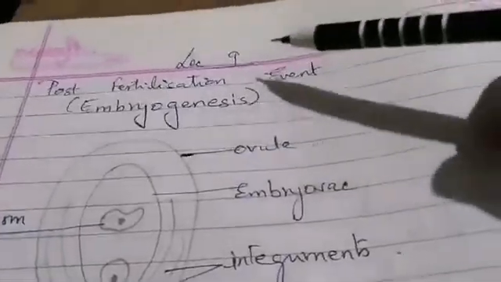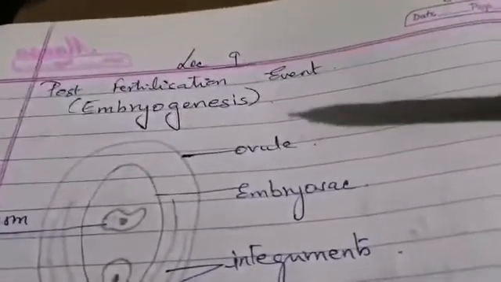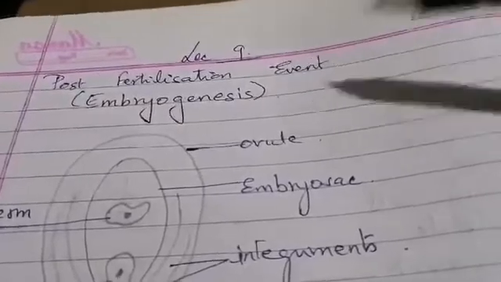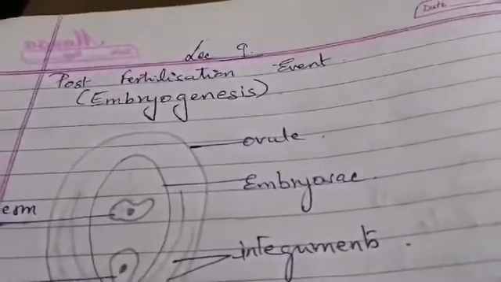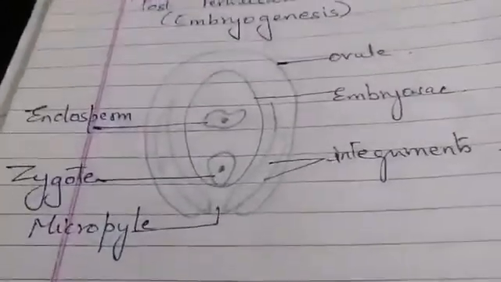Okay, now we are going to start with our lecture 9. That is the post-fertilization event. That is embryogenesis. Now, you have seen the formation of your zygote in the previous class, isn't it?